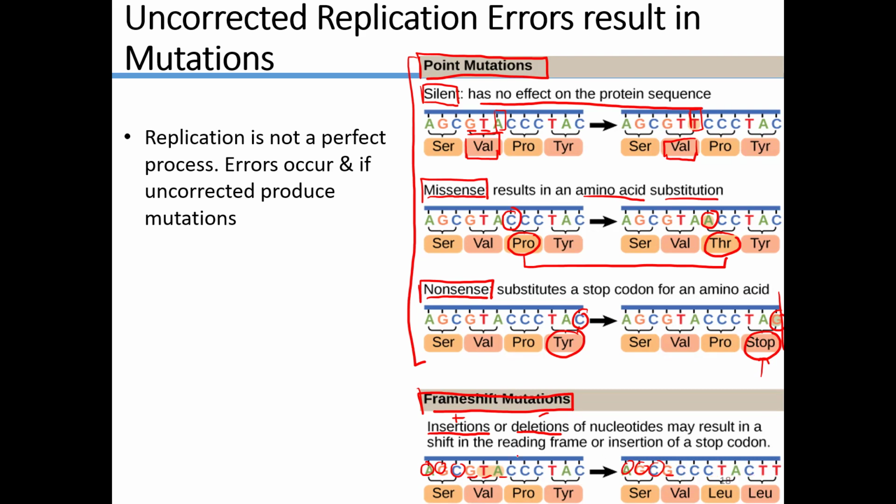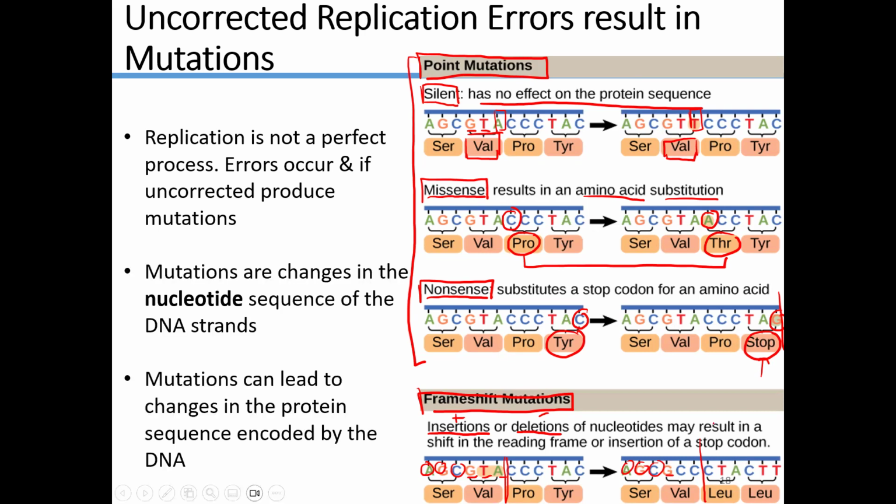So what has happened here is we have a frame shift, shifting where we're reading it. And because we're shifting everything, you can see right here, instead of PRO and TRP, we have LEU and LEU, because we have changed the way we read this. So it's going to cause a completely different polypeptide to be produced. Replication is not a perfect process, and errors do occur. Mutations are changes in the nucleotide sequence of our DNA strands, and mutations can lead to changes in the protein sequences encoded by the DNA.